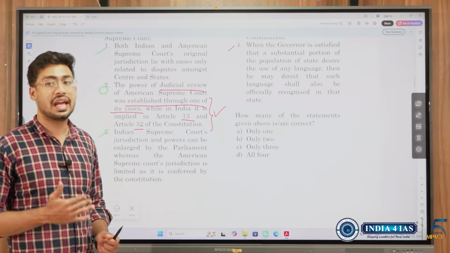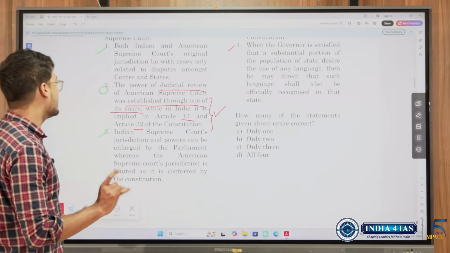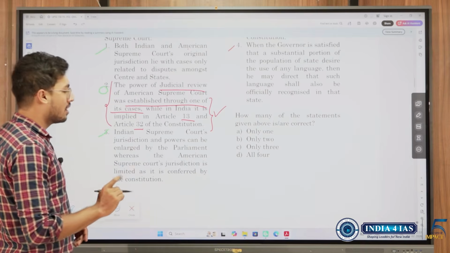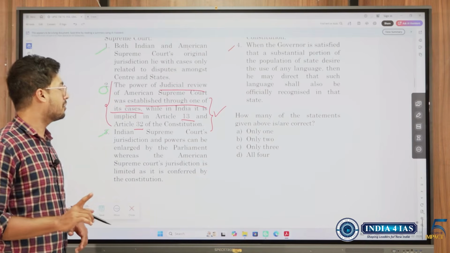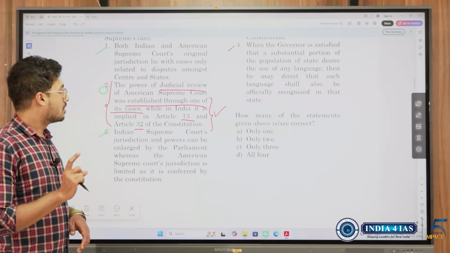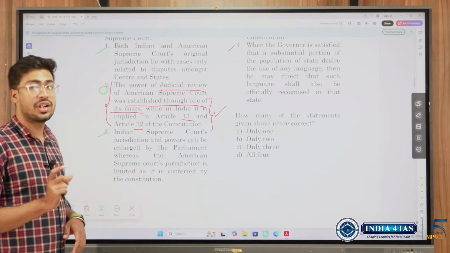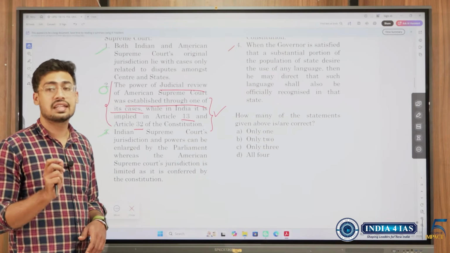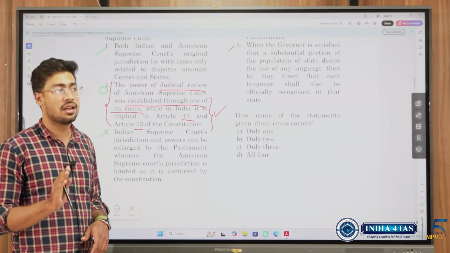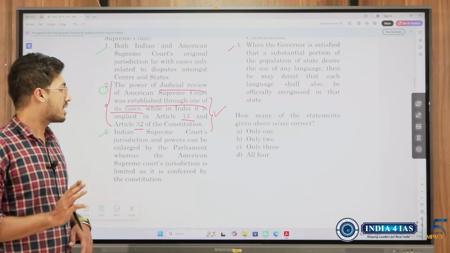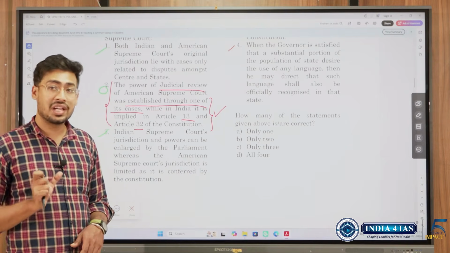Now, this is what we had learned. But please be careful. I don't think UPSC will be asking this question, but in one of the UPSC PYQs, it has been given that judicial review is provided by the Constitution. This was the statement, and UPSC has taken that statement to be wrong. You can go and check. I think it is the 2022 paper or the 2023 paper, either of these.